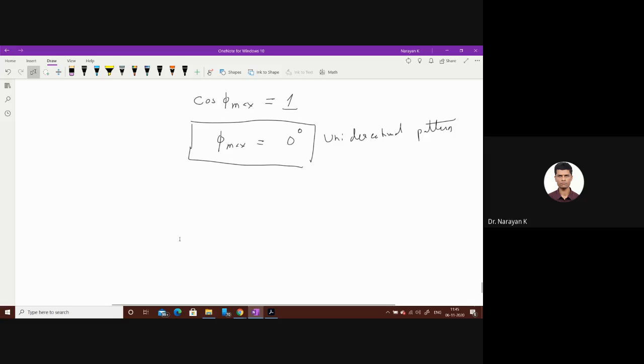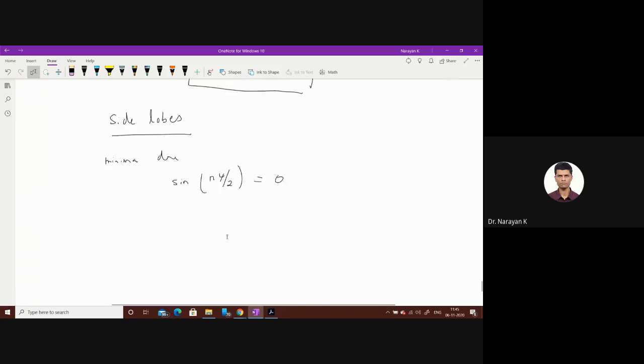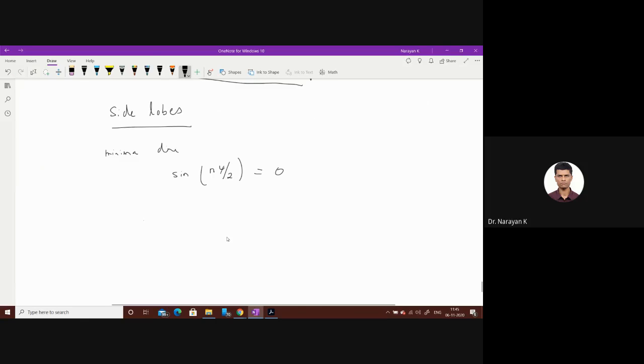Okay. Next, what I have to find? Side lobes. Agreed? Yes, sir. Next, first find the minima direction. How you have to find the minima direction? Sine of n psi by 2 is equal to 0. Agreed? So your n psi by 2 is equal to sine inverse of 0 is equal to plus minus m pi.